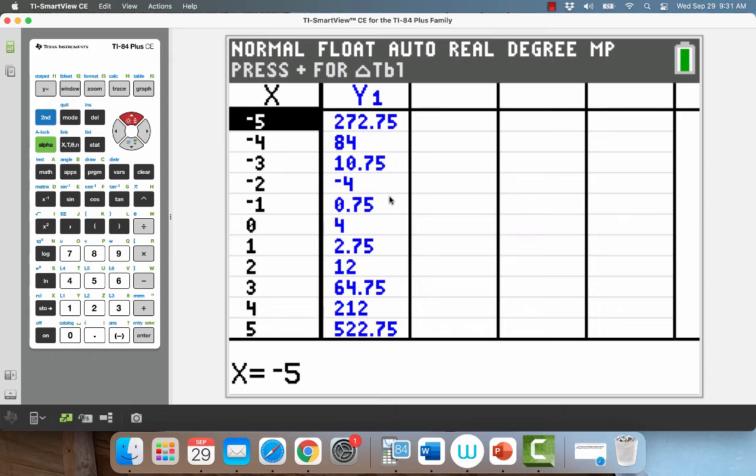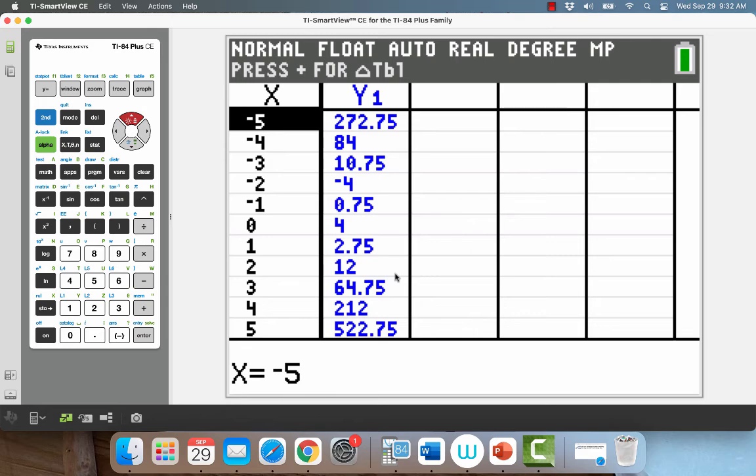So I have a minimum at -2, -4. I'm down at -4. I'm up to 0.75. I'm up to 0.4, and then I'm down. So I was 0.75, positive 4, 2.75. So I have a max at 0.4. Okay, and then I have down 4, 2.75, 12.